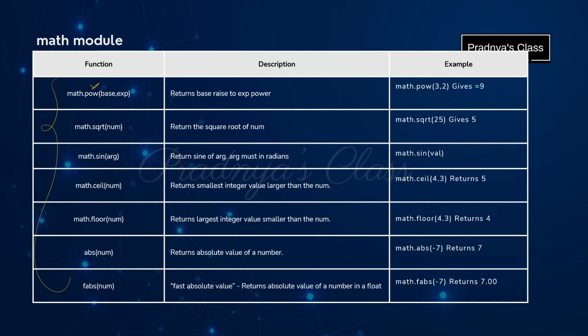There is a power function to calculate power of a number. SQRT function is used to calculate square root. There are functions related to trigonometry. Here are the ceil and floor functions for rounding off. ABS function returns the absolute value of a number. There is one more function to calculate the absolute value, that is fabs. Like ABS function, it also returns the absolute value but in the form of float.